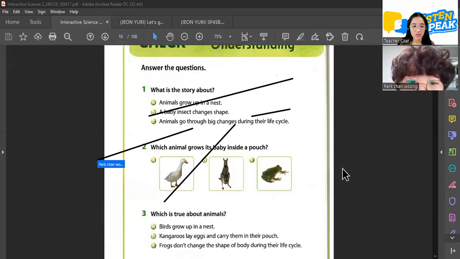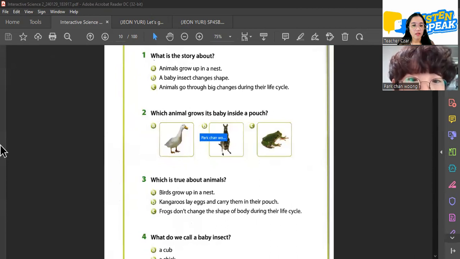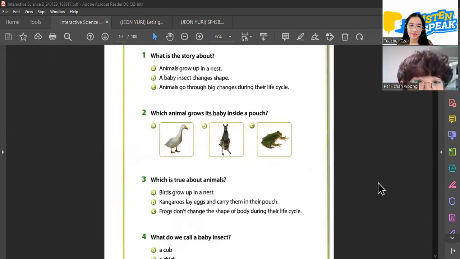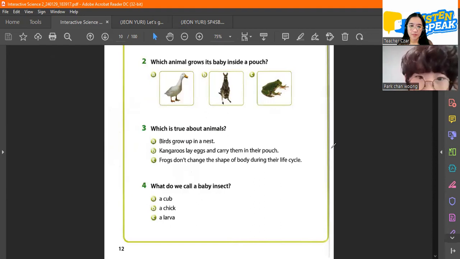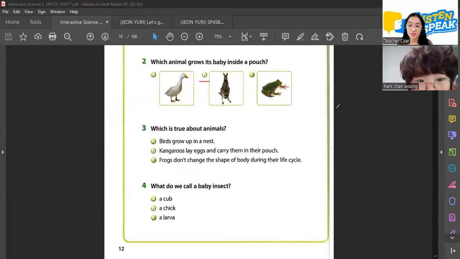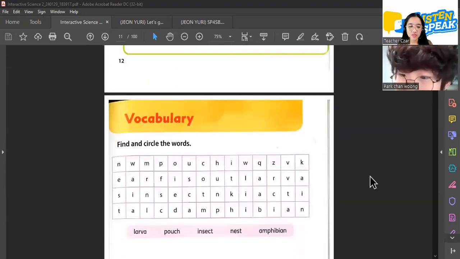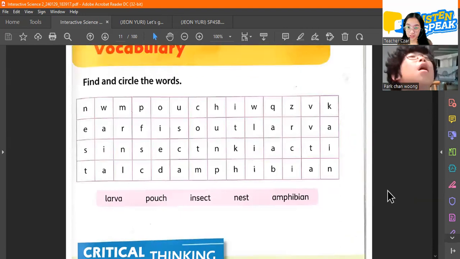So let's try to answer number one. What is the story about? Animals go through big changes during their life cycle. Okay, number two. Which animal grows its baby inside a pouch? B. Okay, a kangaroo. Number three, which is true about animals born to grow up in a nest? Okay, thank you. And number four, what do we call baby insects? Larva. Yes, they are the larva. Very good. Now, let's try to move on with this vocabulary where you need to find five words.